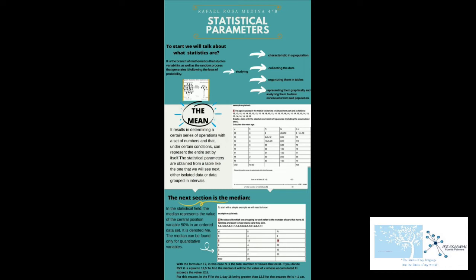The mean. It consists of performing a certain series of operations with a set of numbers, and that, under certain conditions, can represent the entire set by itself. The statistical parameters are obtained from a table like the one that we will see next, where isolated data or data grouped in intervals appear. Now comes an explanatory video.